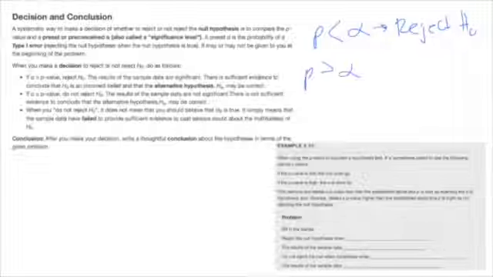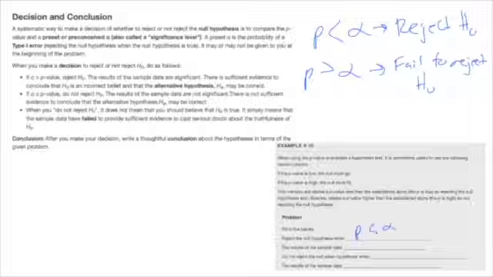So, you reject the null hypothesis when P is less than alpha. If you reject the null hypothesis, then the data supports the alternative. You do not reject the null when P is greater than or equal to alpha, which means that the data do not support the alternative.